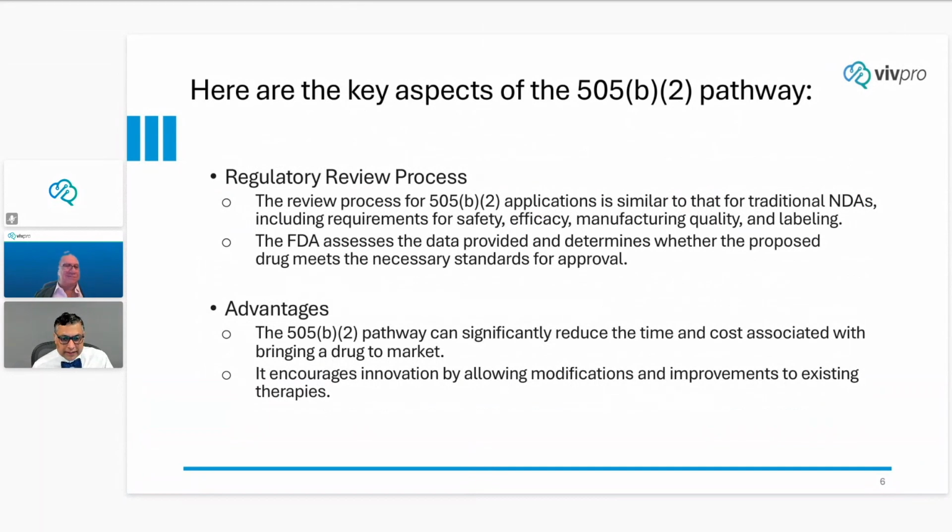The review process is similar to any other process. You need three things: safety, efficacy, and quality, and then there will be labeling negotiations. The label could be different from the reference product, so there is that flexibility possible. The advantage of 505(b)(2) is you can significantly reduce the time and cost associated with bringing a drug to the market, and it encourages innovation by allowing modifications and improvements to existing therapies.